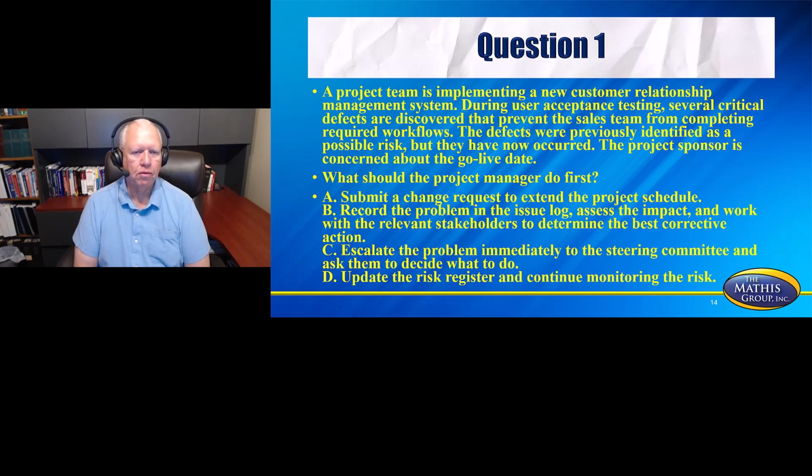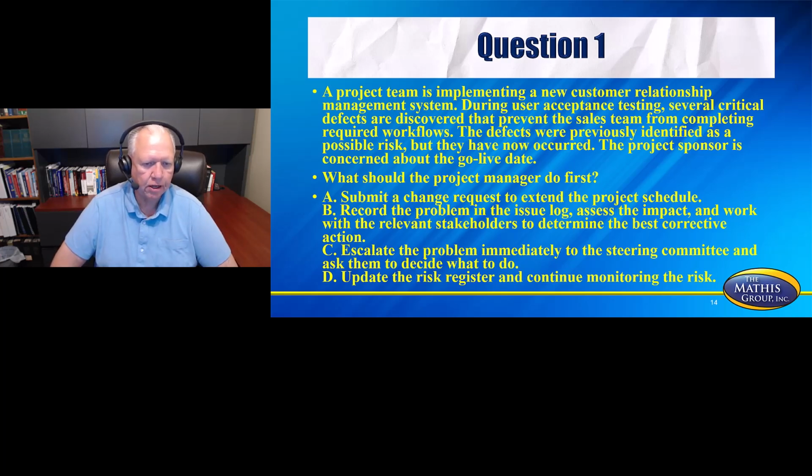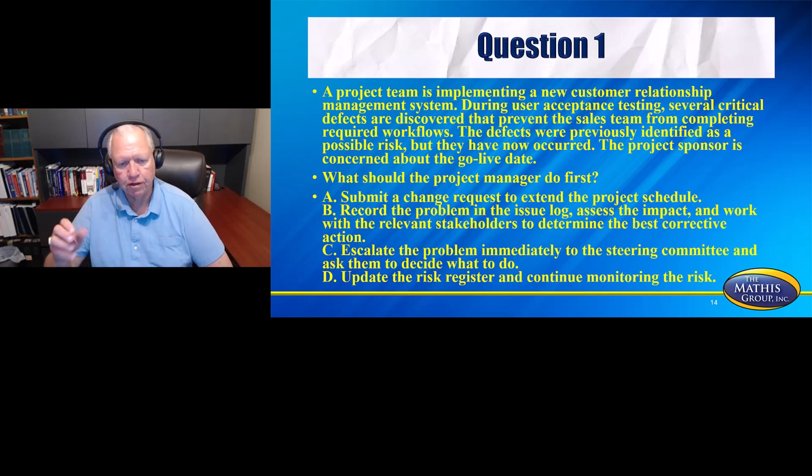So question 1: a project team is implementing a new customer relationship management system. During user acceptance testing, several critical defects are discovered that prevent the sales team from completing required workflows. The defects were previously identified as a possible risk, but they have now occurred. The project sponsor is concerned about the go-live date. What should the project manager do first? Now, sometimes they'll say, what would you do first? Of course, remember, they're never asking you what you would really do.